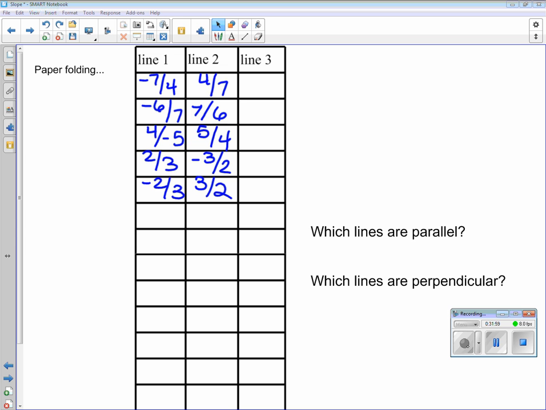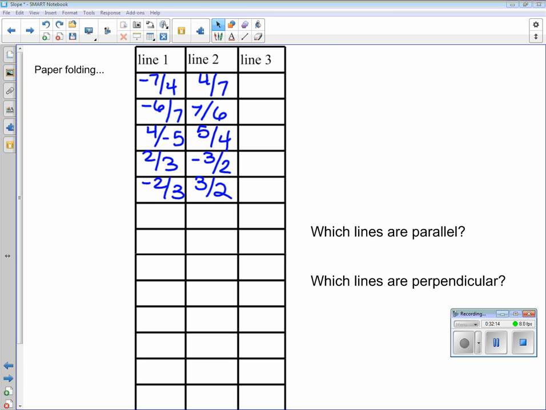What about lines 1 and lines 3 and 4? What do you think they are? Somebody besides Alex. I know Alex knows. Carrington, what do you notice about all 3 of these lines? What are they? They're parallel. Okay? So I agree.